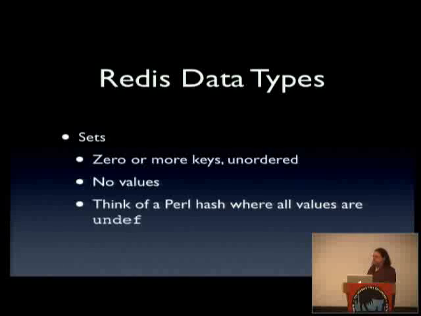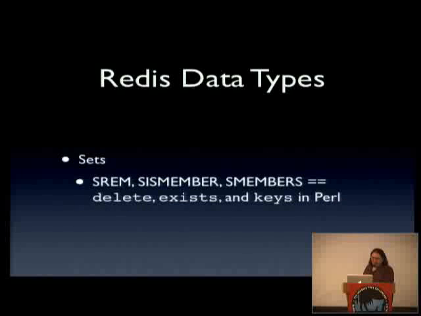You can think of a set as a Perl hash where all the values are undefined. And you've probably used structures like this where you just want to use the features of Perl hashes without caring about the values. So you just set everything to undef or everything to 1. And that's essentially what a Redis set is. Again, there are Redis commands which are roughly analogous to Perl hashes. srem removes a member. Sismember checks if something is in the set. Smembers will give you all of them.